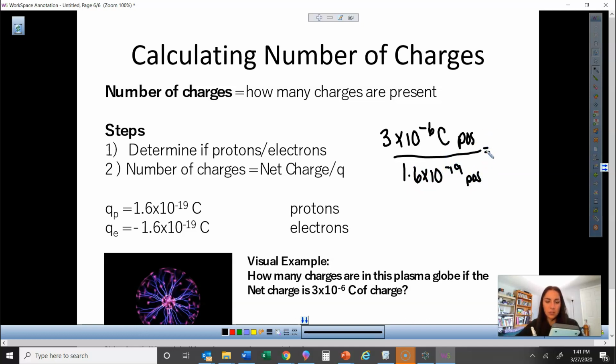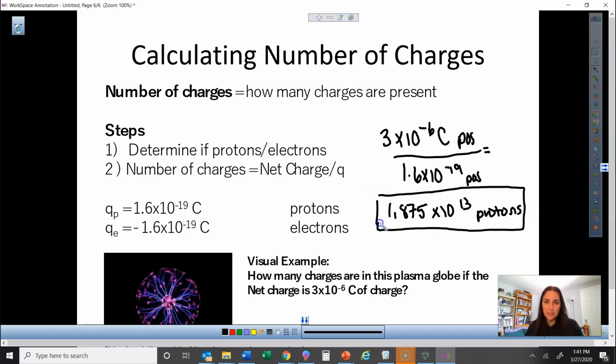So I'm going to do 3e to the -6 divided by Q, because I can do that. And when I do, I get 1.875 times 10 to the 13th protons, because I said positive. Now remember, this number is okay as a decimal because this is part of a big number.